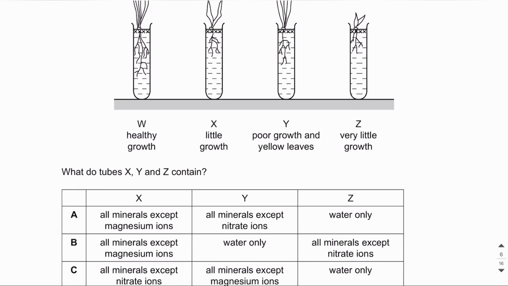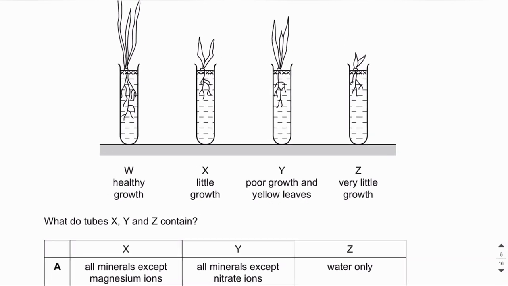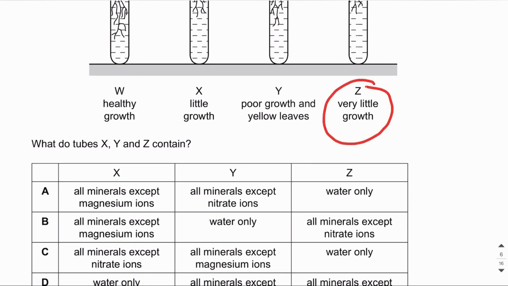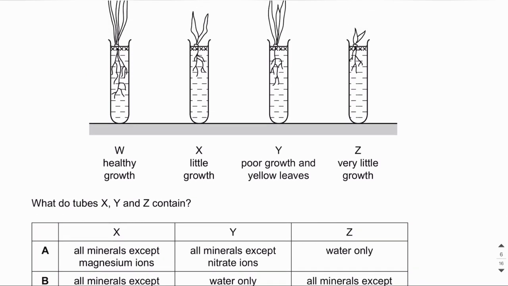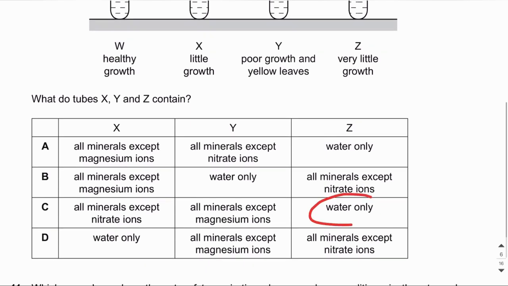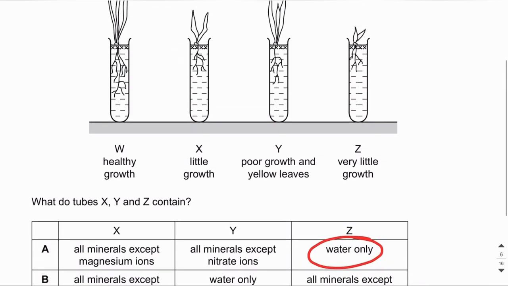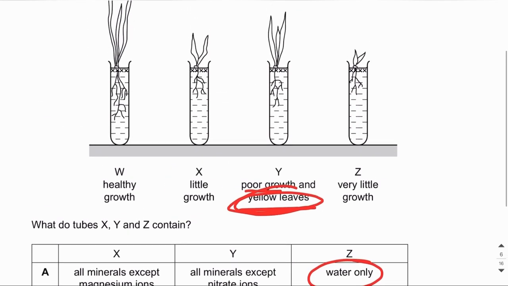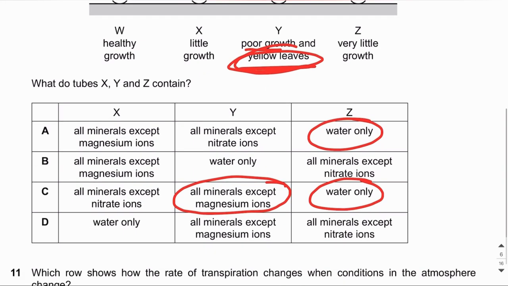So guys, if you look at Z, there is very little growth. And in tube X, there is little growth. And in tube Y, there is poor growth and yellow leaves. So guys, if there is very little growth, you should suspect the deficiency of all the ions, right? Because if there is very, very little growth, then magnesium ions and nitrate ions are both absent. So there should be water only in tube Z. Poor growth and yellow leaves is the keyword for magnesium deficiency. So Y has all mineral ions except magnesium ions, and X has little growth because there is nitrate deficiency, right? All mineral ions except nitrate ions are present in tube X. So the answer is C.